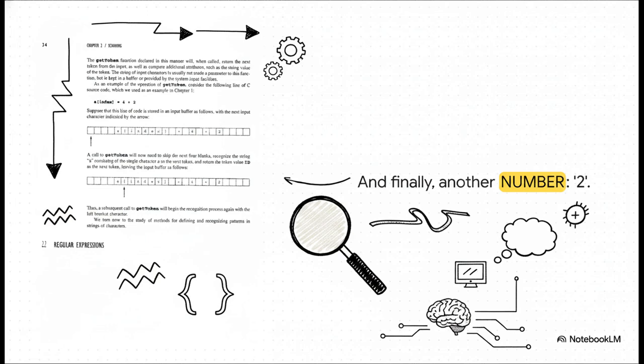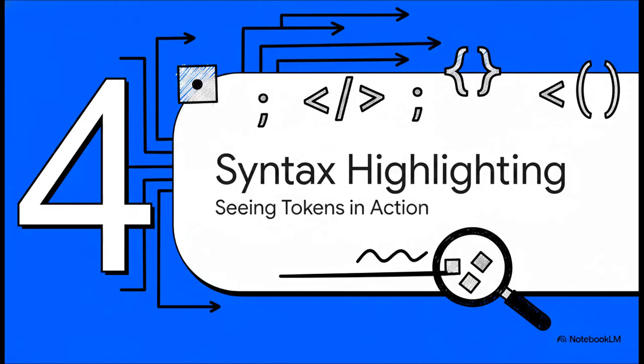And just like that, boom. What started as a raw string of characters has been totally transformed into a structured sequence of tokens that the next part of the compiler can actually understand and work with. Now, you might be thinking, okay, that's cool, but this is all just some abstract theory happening deep inside a black box, right? Well, actually, no.